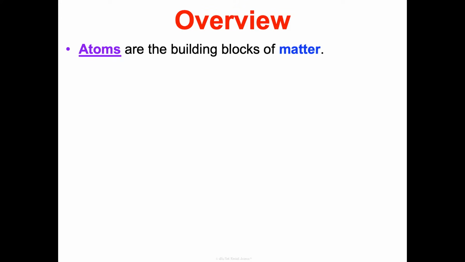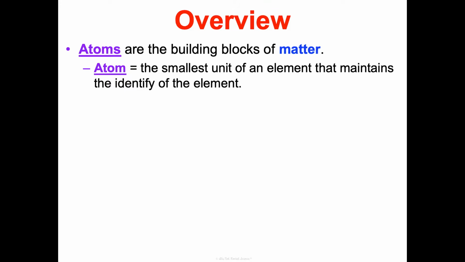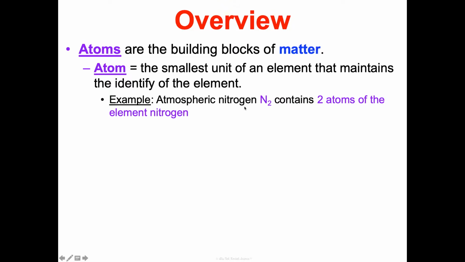So we can't talk about matter without talking about atoms. Atoms are the building blocks of matter. An atom is the smallest unit of an element that maintains the identity of the element. Okay, so for example, in the atmosphere, there's a lot of nitrogen. Atmospheric nitrogen is N2. And what this means is that this just is a symbol and a notation that lets us know that N2 contains 2 atoms of the element nitrogen.